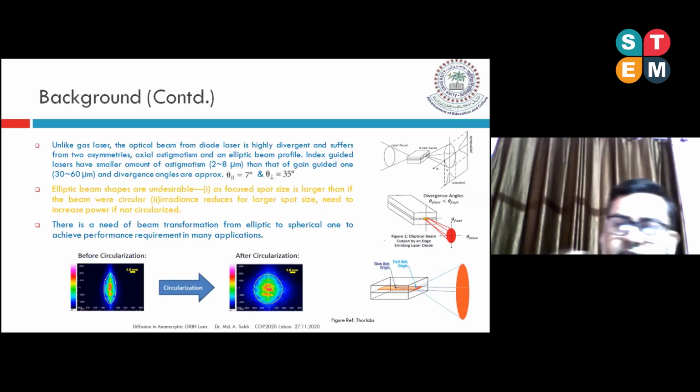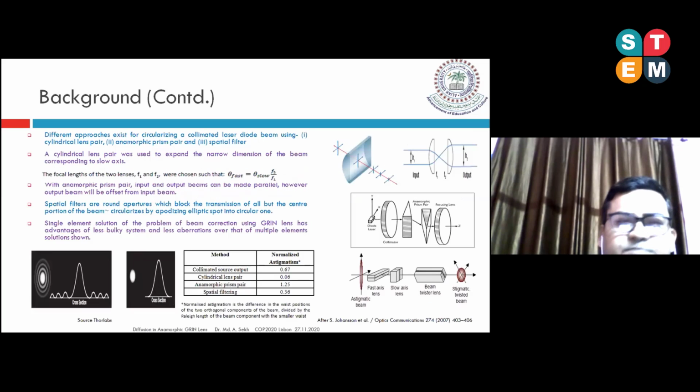So if there is a requirement of circularity and uniformity of the beam in some applications, you need to make that beam circular. As you see, these two beam sizes are there before circularization and after. There are some means to circularize it, but those means are sometimes not efficient or may need bulky multi-element systems. As you see, different approaches can exist.